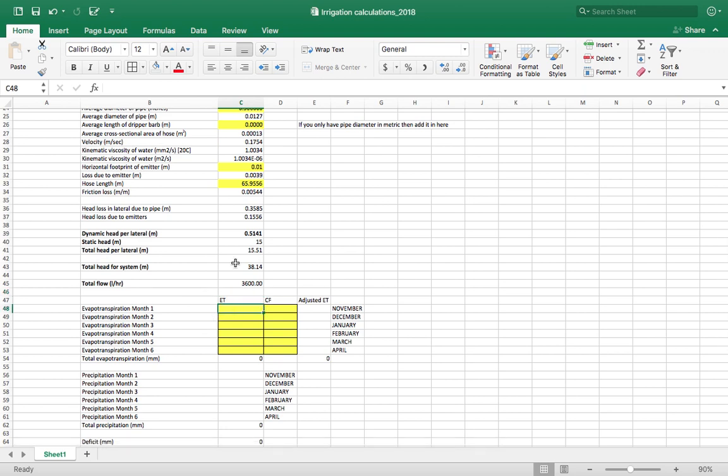Alright, so the next one is, let's imagine we were irrigating this block. How much water would be required over the irrigation season if we were doing a replacement irrigation strategy where we just put back in the amount of water that is lost each month or each day?